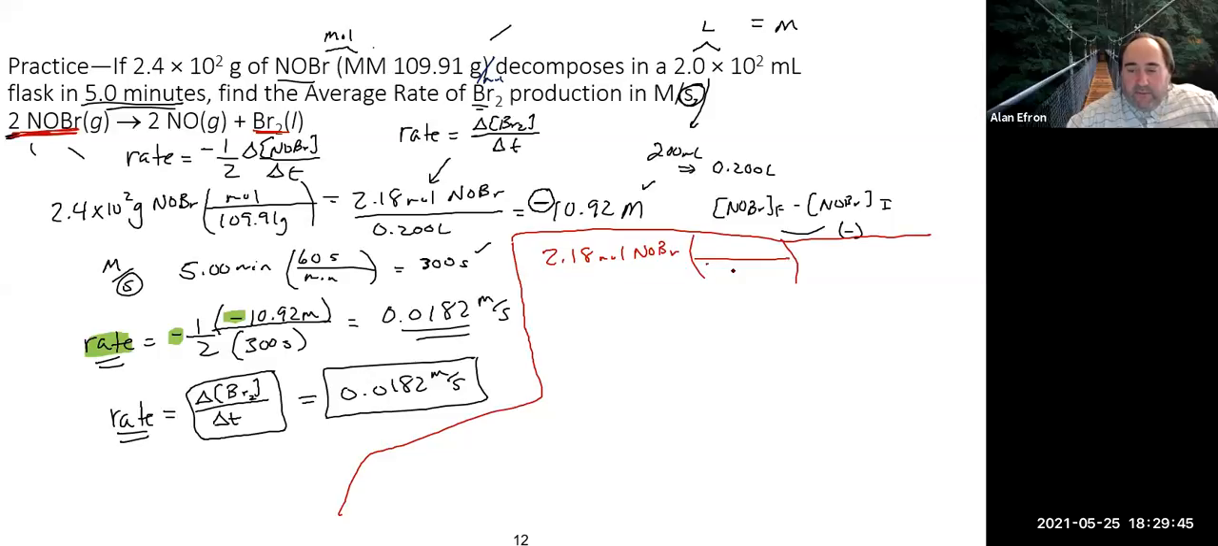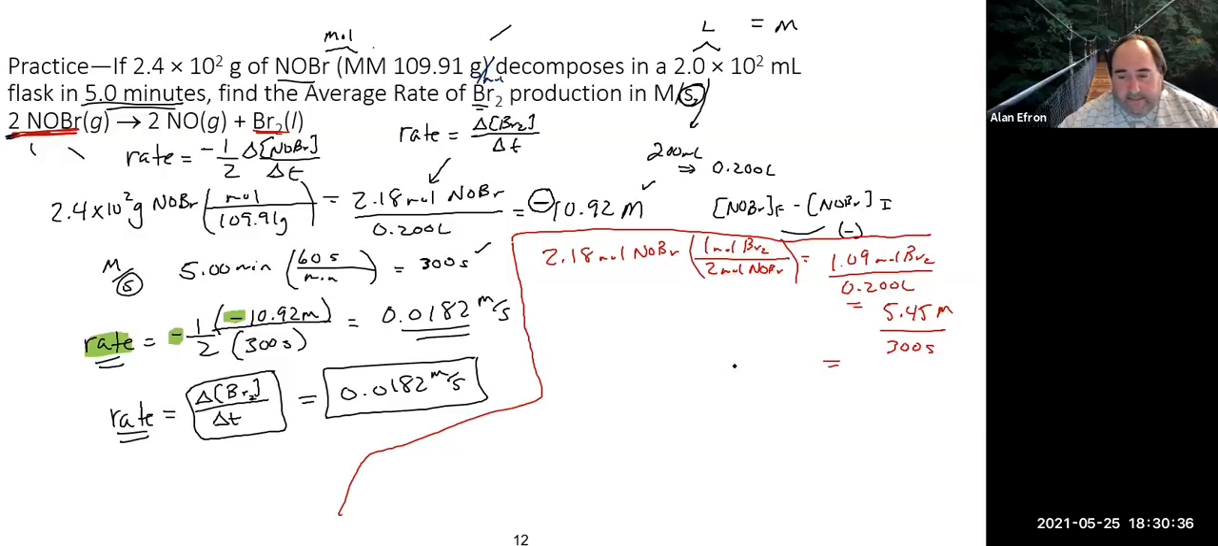And we see that there are 2 moles of NOBr and 1 mole of Br2. And if we did that, that would give us 2.18 divided by 2. That's going to give us 1.09 moles of Br2, which we then could have divided by our volume and turned it into molarity. And if we did that, we would get 5.45 molar for our molarity there. And at this point, we then could divide it by our 300, which is our seconds. And lo and behold, we end up with 0.0182 molar per second. So you could do the stoichiometry part and then take it over there.